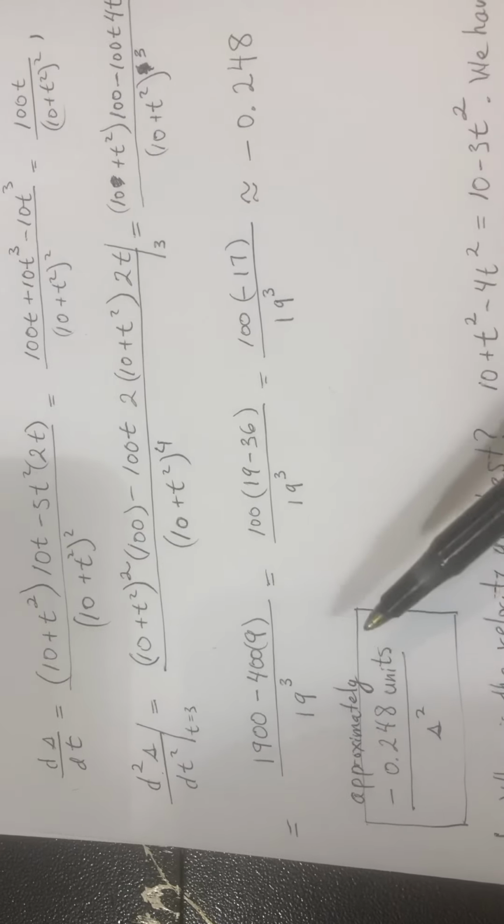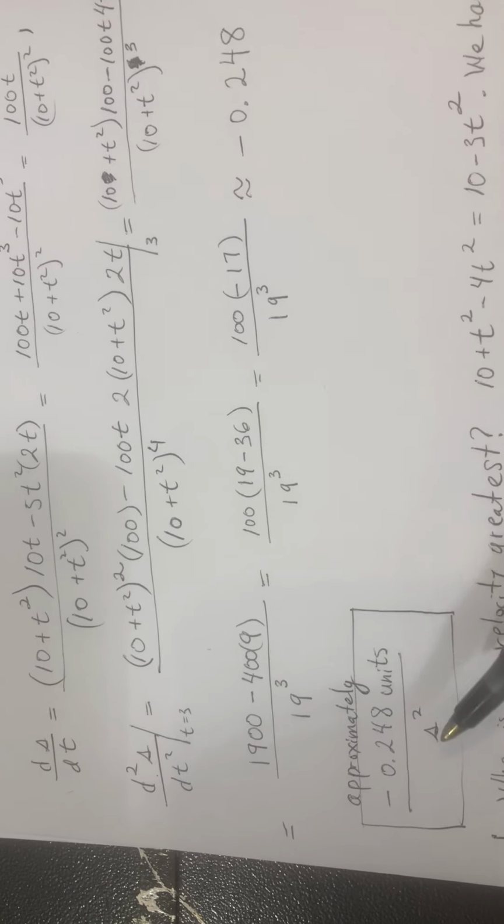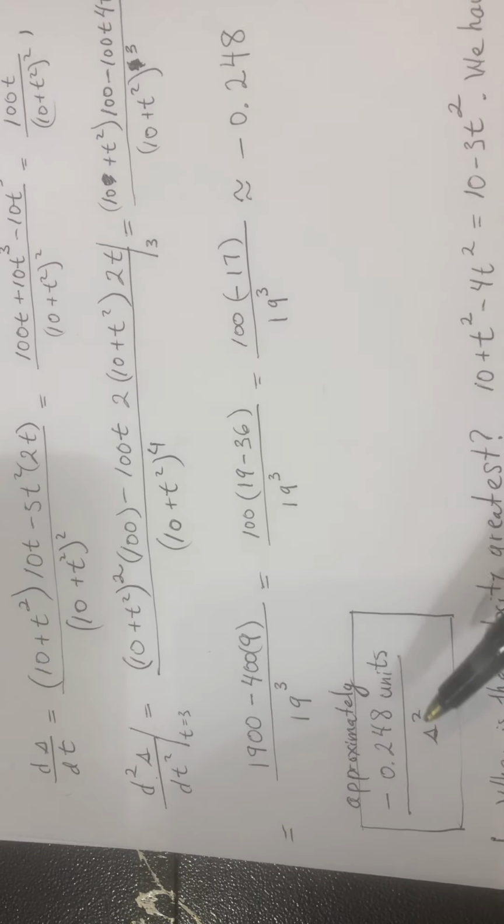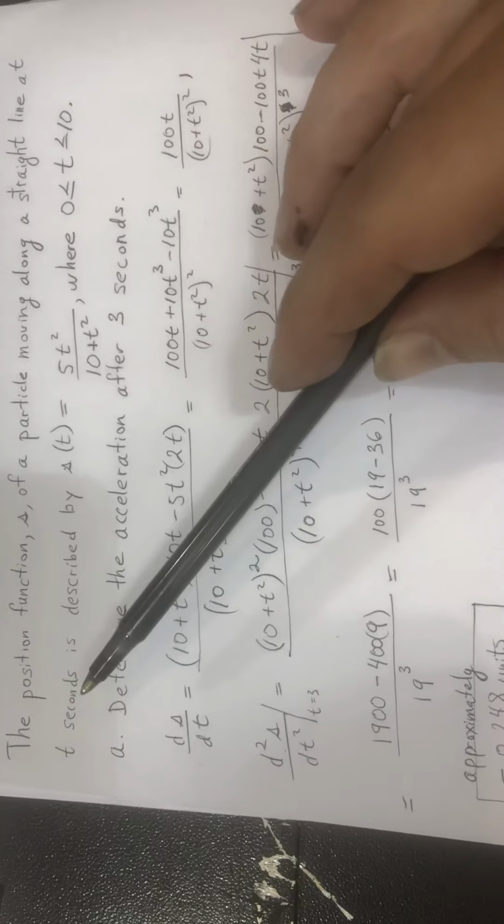Remember, the units of acceleration are units of distance divided by the square of your time unit, and our time unit is the second. They didn't give us the distance units, that's why I just put units.